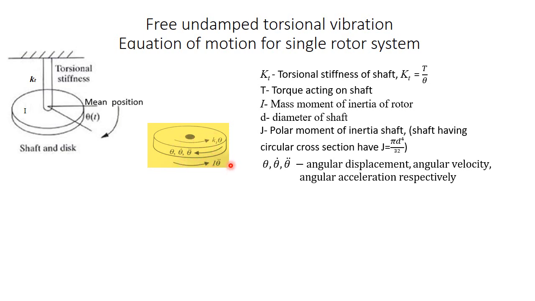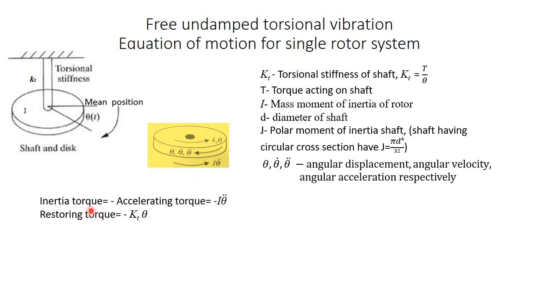And this I theta double dot is actually the inertial torque. We are representing inertial torque also with the system. So I theta double dot, or I alpha, is the inertial torque. The inertial torque is in the direction opposite to the applied torque. So if the applied torque is in the clockwise direction, the inertial torque will be in the counterclockwise direction. And the resisting torque will also be in the counterclockwise direction because it is the torque resisting the angular deflection theta, provided by the shaft having a torsional stiffness Kt.